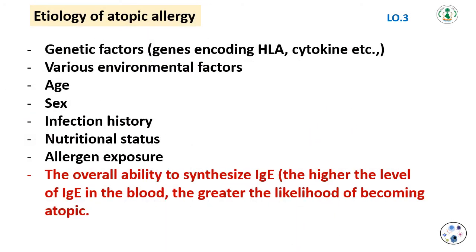Of atopic allergy: genetic factors, genes encoding HLA, cytokines, etc. Various environmental factors: age, sex, infection history, nutritional status, allergen exposure, and the overall ability to synthesize IgE. The higher the level of IgE in the blood, the greater the likelihood of becoming atopic.